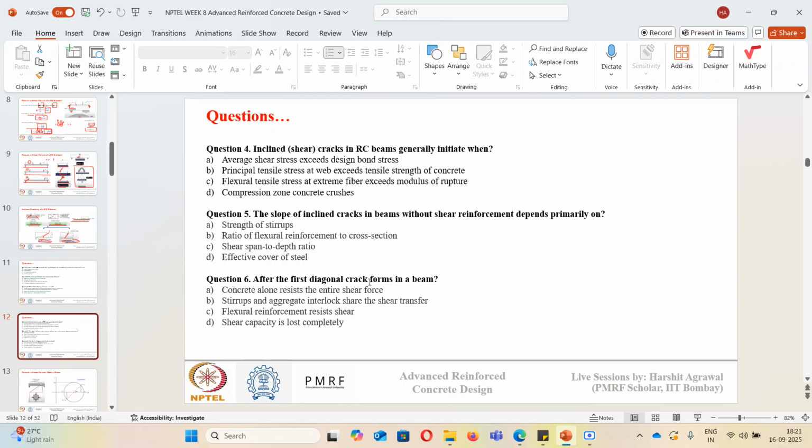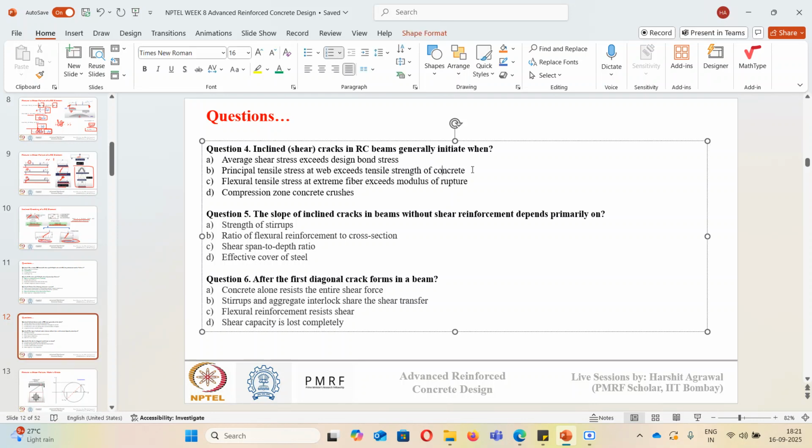D. Yes, the correct answer is B. So typically, when we say shear crack, they initiate near the support where the shear force is high. Now this mechanism: the principal tensile stress at the web exceeds the tensile strength of concrete.